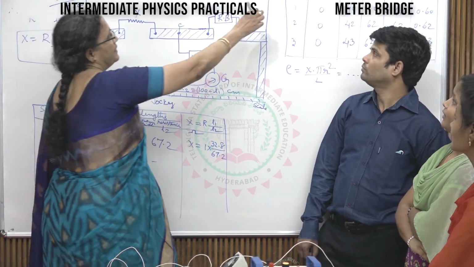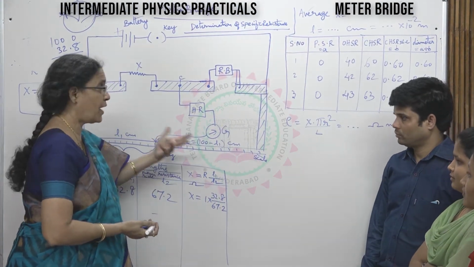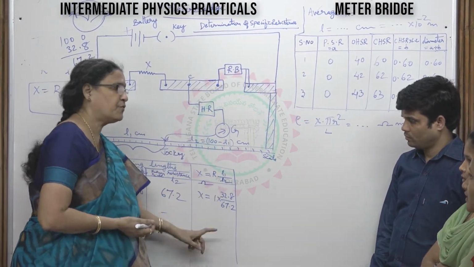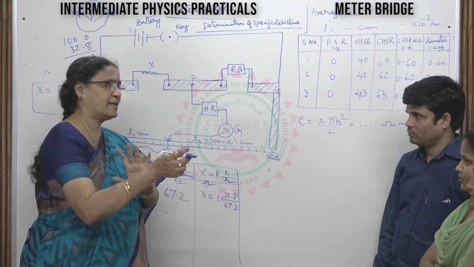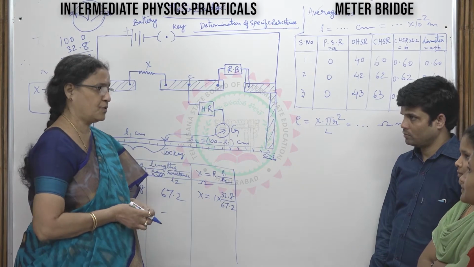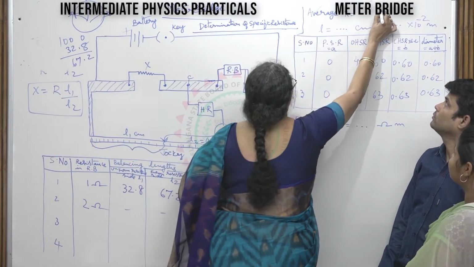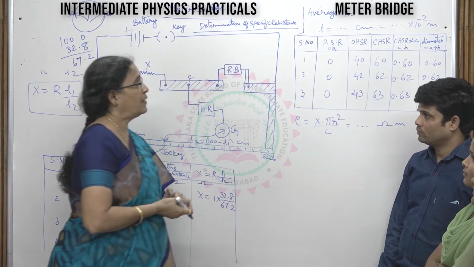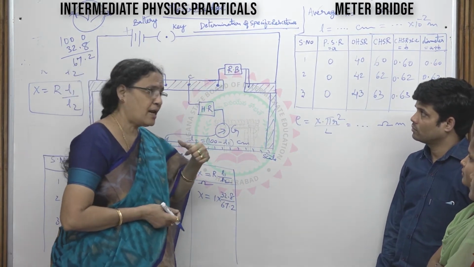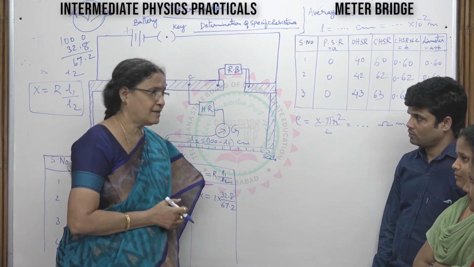Now, here I have written average X. How do I calculate the average? 1, 2, 3, 4. The total sum of all readings divided by the number of readings. It depends on how many readings you are taking. So you will get average X like that, that many ohms. Now, L. What is L? Length of the given wire. Which is the given wire?